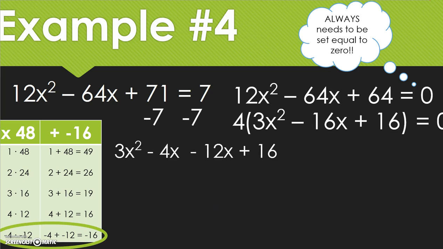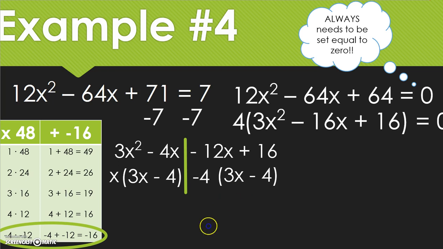So we're going to split our B value. Remember, use your new values, not the 12 and the 64, but we're going to use the 3 and the 16. All right, draw our line down the middle. GCF on the left side, 3x squared and 4x. Our GCF is just 1x. 3x squared divided by x is 3x. And negative 4x divided by x is negative 4. We'll bring over our 3x minus 4. And then 16 divided by negative 4 gives us negative 4. So our two binomials are 3x minus 4 and x minus 4.